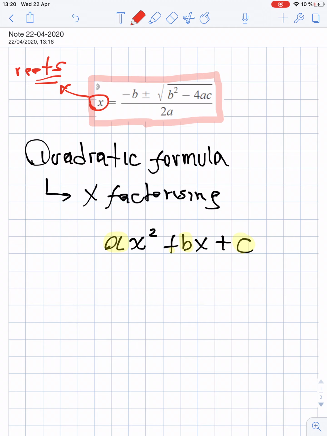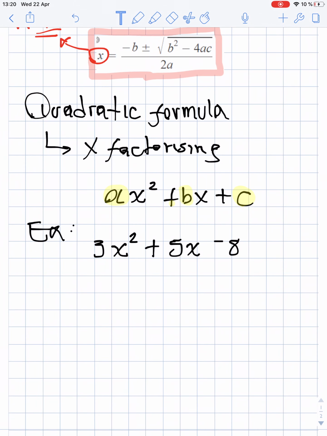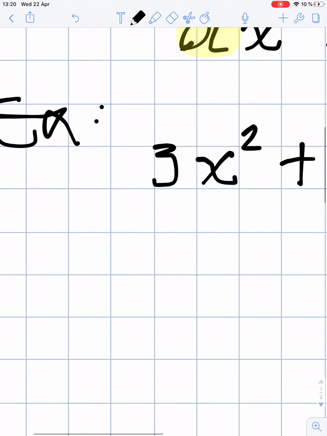How to apply this formula? For example, I'm going to write an equation as an example, and the equation is 3x squared plus 5x minus 8, okay? In this one, we need to find the values for x by using the formula. Therefore, I'm going to take the formula again.